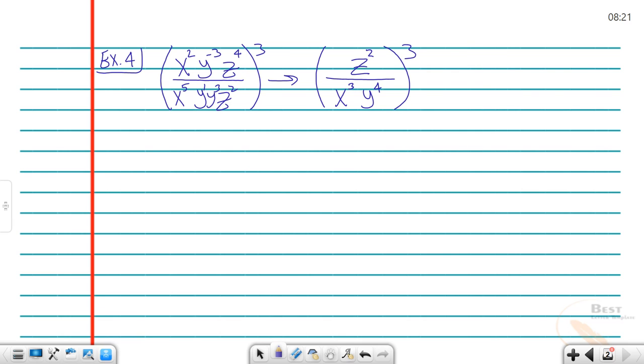Now, if that's confusing, can you go ahead and take this 3 to everything? Okay. This will make your problem a little longer. There's nothing wrong with that. So now I take this 3 to everything inside of here. So I'm going to have z to the 2 times 3 over x to the 3 times 3, y to the 4 times 3, which is going to get me z to the 6th, x to the 9th, y to the 12th.